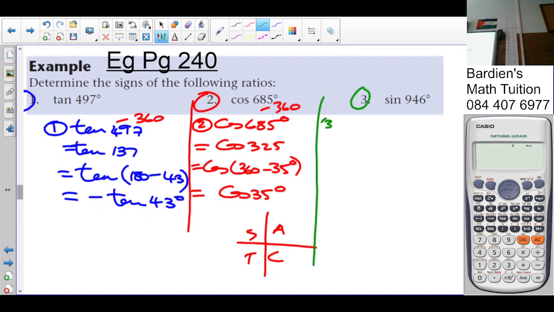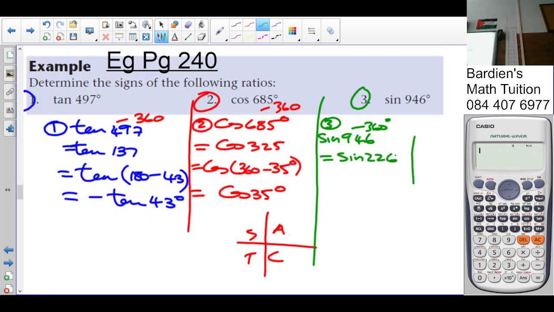So you've got sine of 946. Let's take 360 away from that. What do we get? 186. So that is still over 360, no? Let's take 360 away again. 226. So it's sine 226.